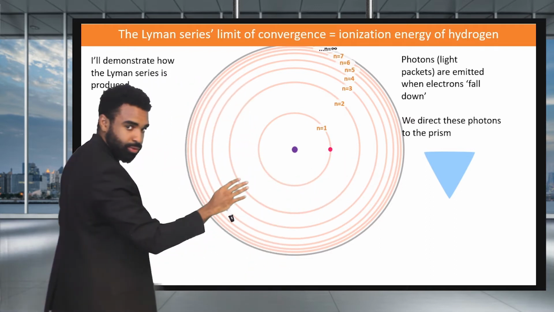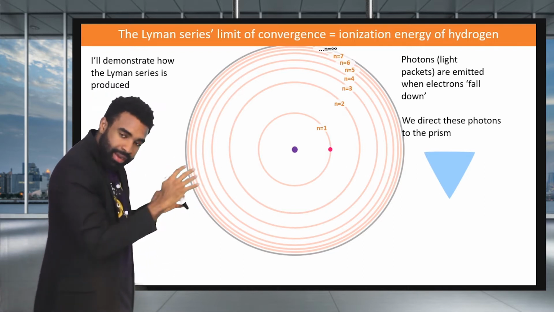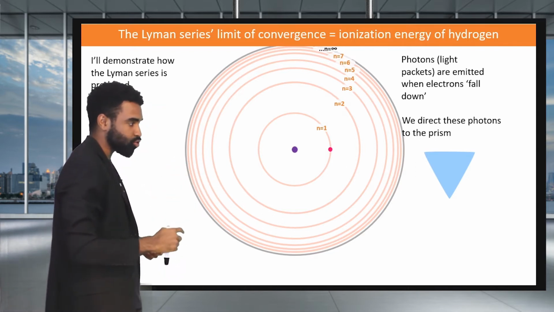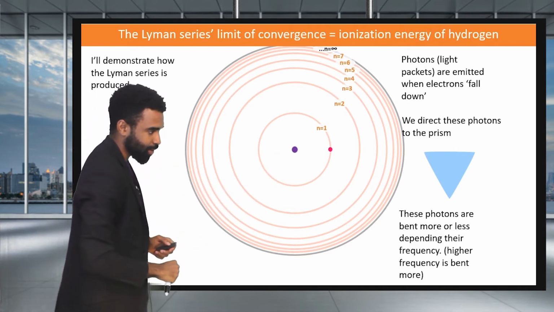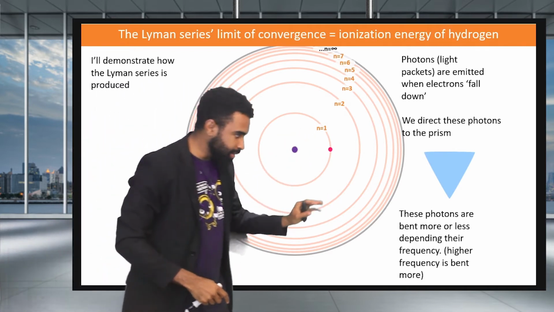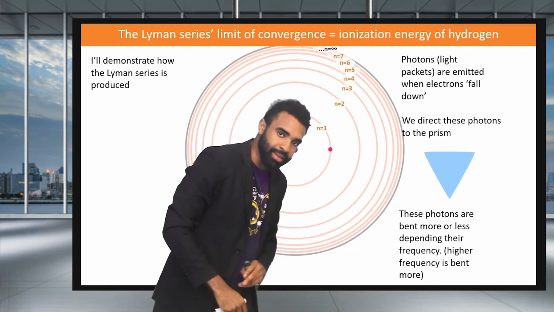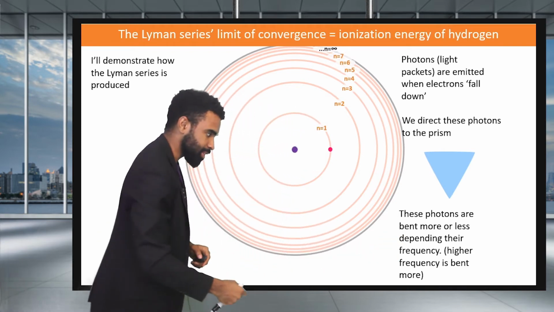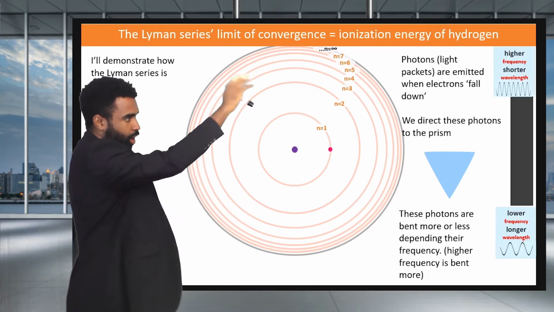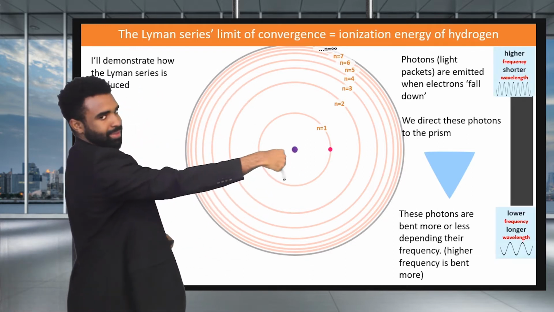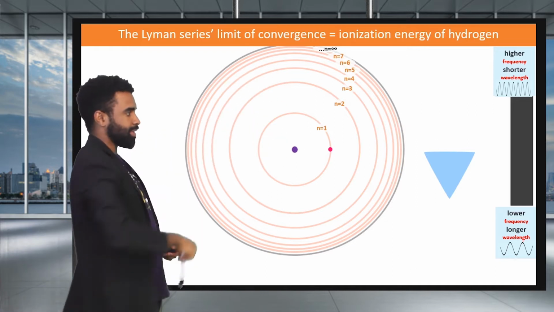We're going to direct those photons to a prism. We're imagining now that we're inside of a spectrometer. Okay, so we direct the photons to a prism. Okay, and that prism will bend the photons more or less depending on their frequency. Specifically, higher frequency will be bent more than lower frequency, and therefore on that sensor there we end up with lower frequency lines at the bottom and higher frequency lines at the top.